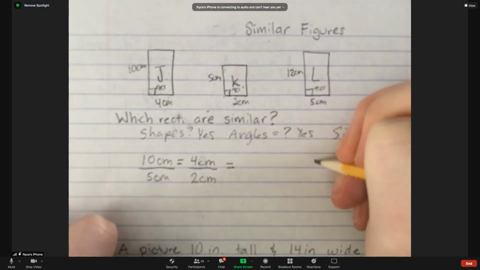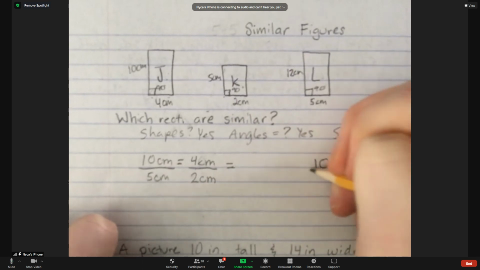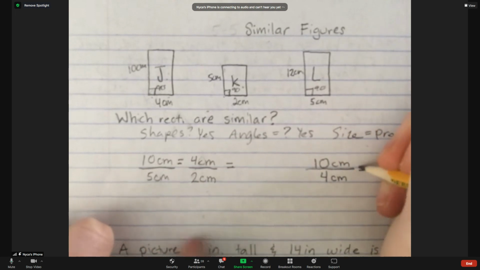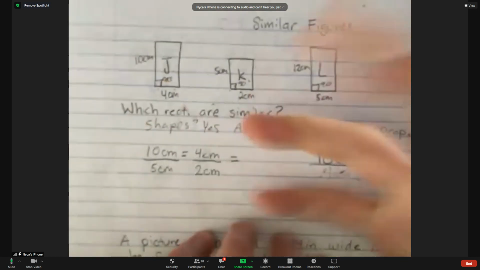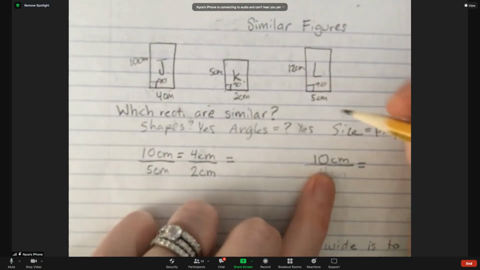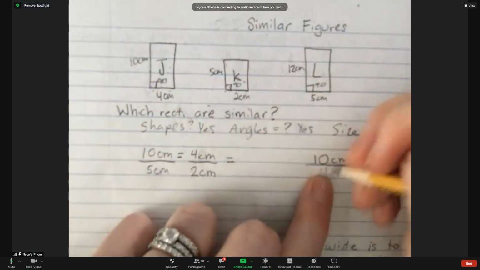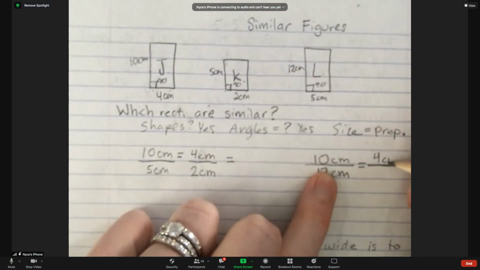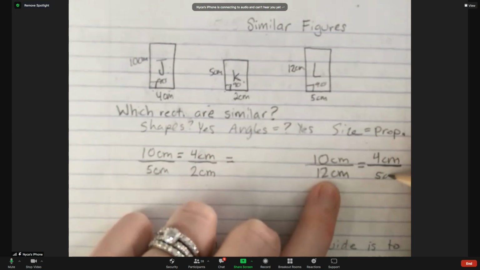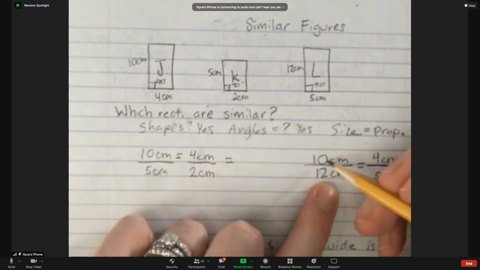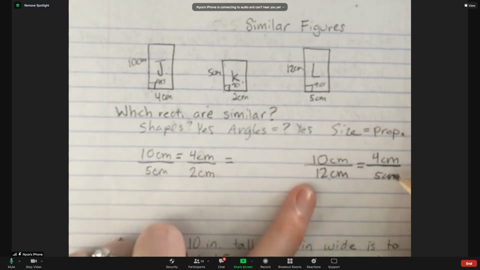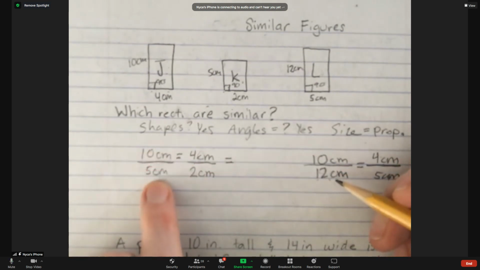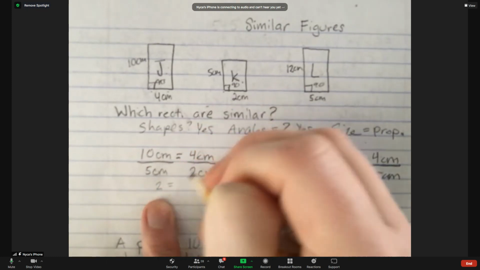Now let's do the same thing but with the further one. Okay, if we did 10, this would be 12 on the bottom. If we did 4, this would be 5 on the bottom. Now look at the ratio. Is it still by 2 or has it changed? Notice this fraction here, 10 divided by 5 is 2, equals 2.